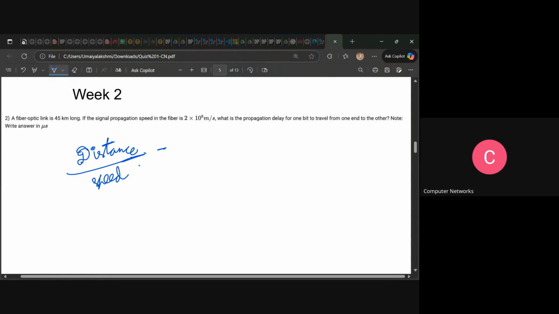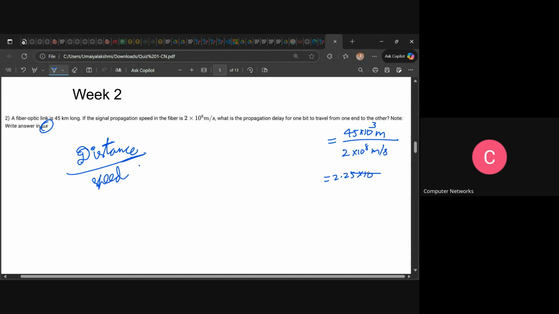So what is the distance here? 45 into 10 to the power of 3 meters, divided by 2 into 10 to the power of 8 meters per second, and they said we wanted it in microseconds. On calculating this, what is 45,000 divided by 2 into 10 to the power of 8? Let me use the calculator. We get 2.25, right?